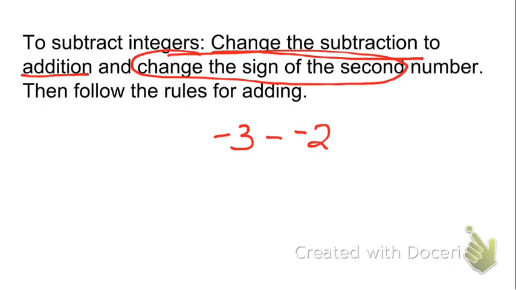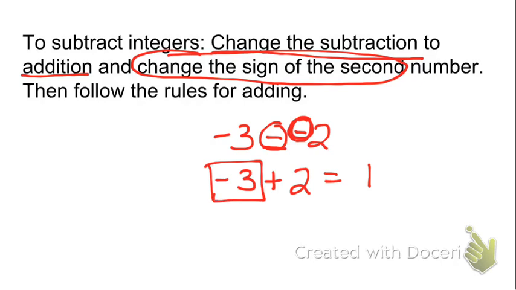So, we're going to leave the first number alone, negative 3. And then minus, we're going to change it to a plus. And we're going to change the sign of the second one. It's going to become positive 2. Do you see it? So, we change this subtraction to addition, and we change the sign of the second number. So now we can follow the rules for addition. Are they the same? No. They're different, right? So we have 3 take away 2, and we get 1, and the answer is negative because 3 is bigger than 2.